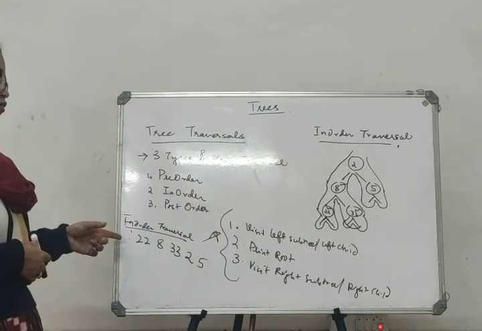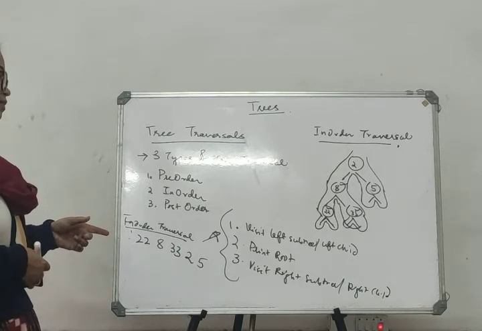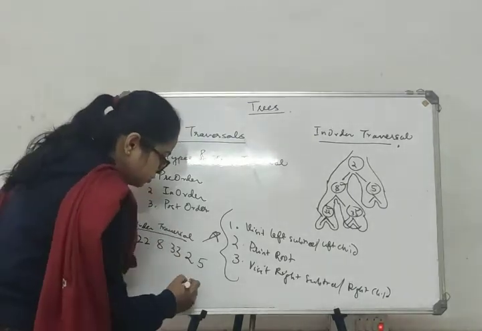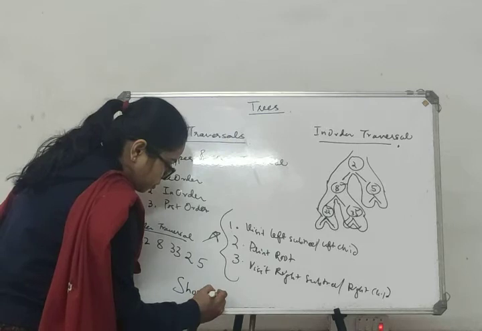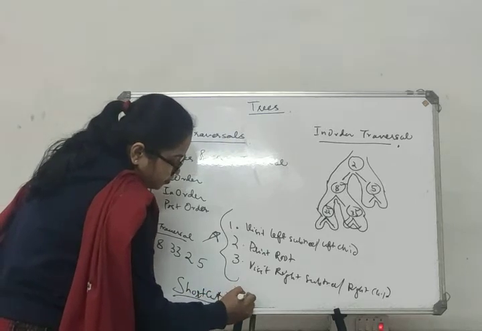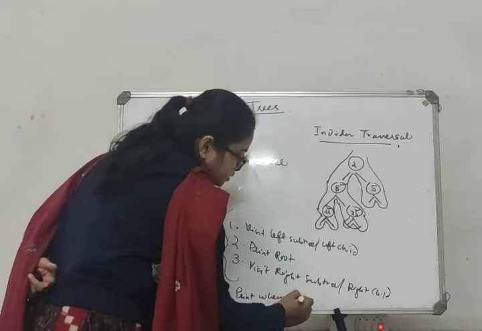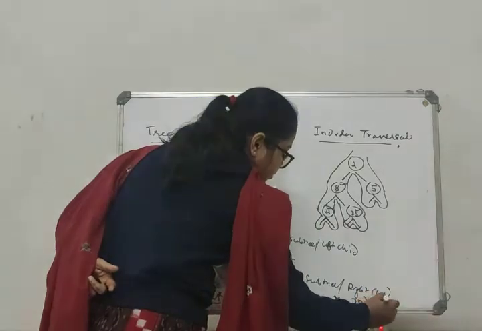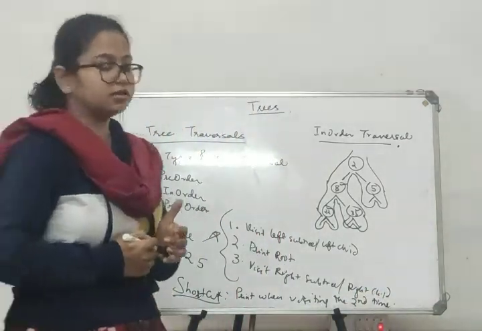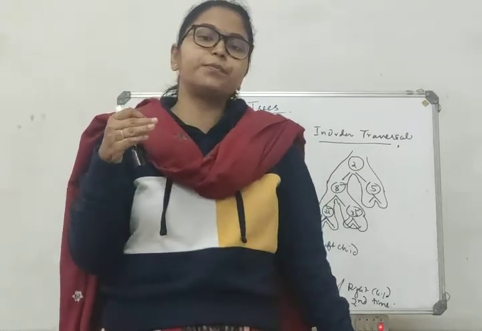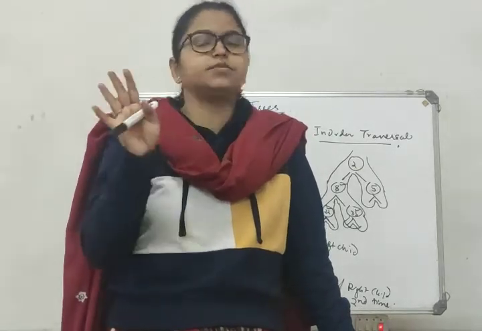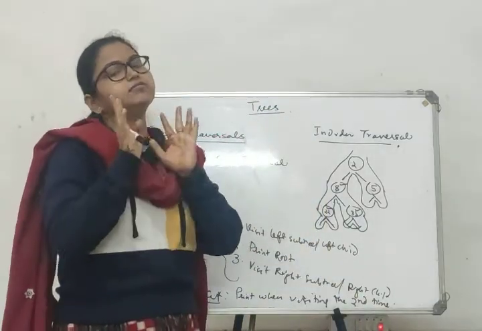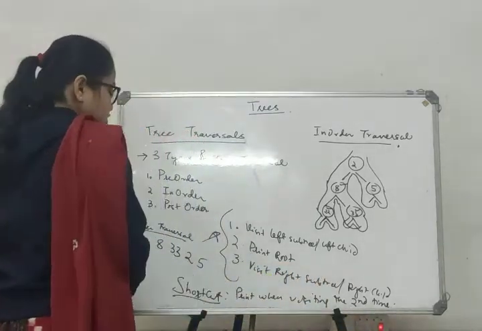First we will print 22, then we will print 8, then we will... whenever you visit the node for the second time, so the shortcut is: print when visiting the second time. Okay, you have to print when you are visiting at the second time. So what is the shortcut for pre-order? Whenever you are visiting the node for the first time, simply print. Here in order, whenever you are visiting the node for the second time, just print it. Okay, so let's do this with the shortcut method.